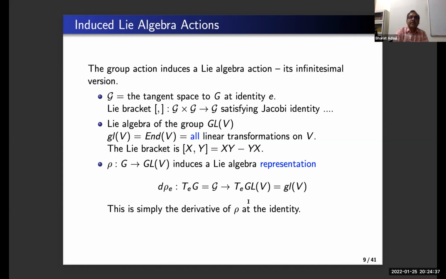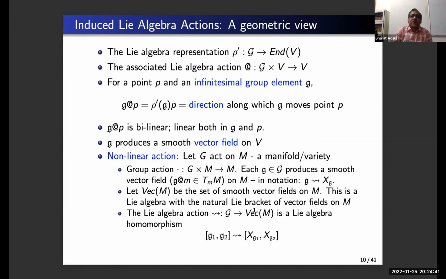For the purpose of this talk, I think it will be better to have a more geometric view of the Lie algebra action. Suppose I have this Lie algebra representation, a Lie bracket preserving map from g to gl(V), and then I can look at the associated Lie algebra action. Given an infinitesimal group element, that's how I would like to view Lie algebra elements, and a vector, I apply rho prime of that infinitesimal group element, which is a transformation on V. I apply that transformation to a particular element of V and produce another element. This is what I mean by this action. It's just coming from rho prime.